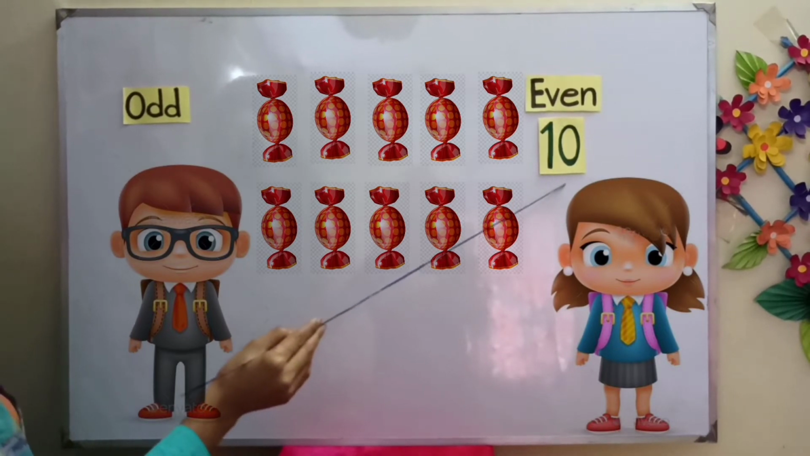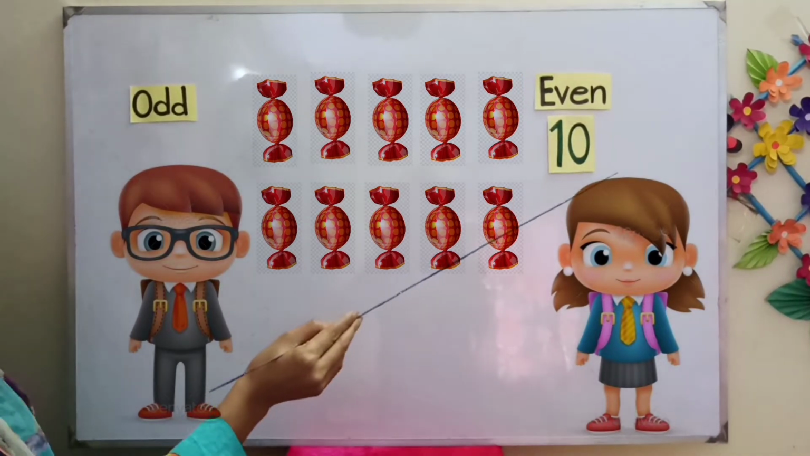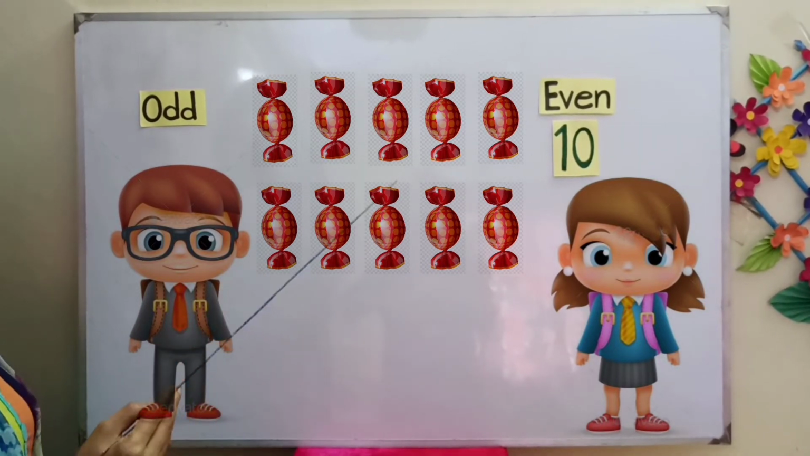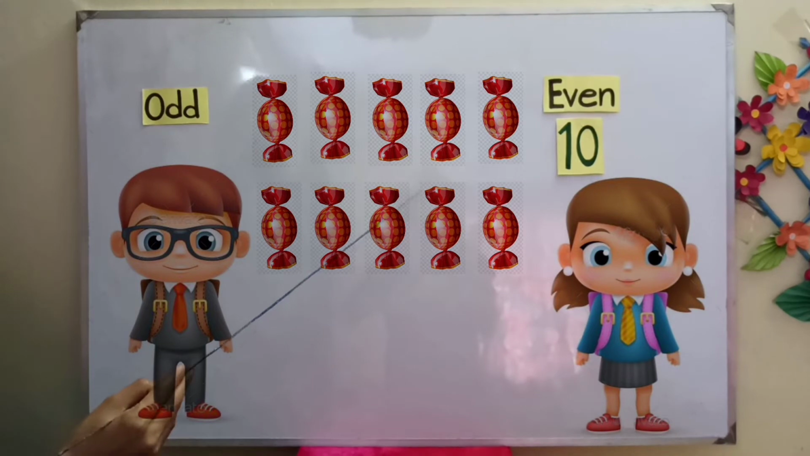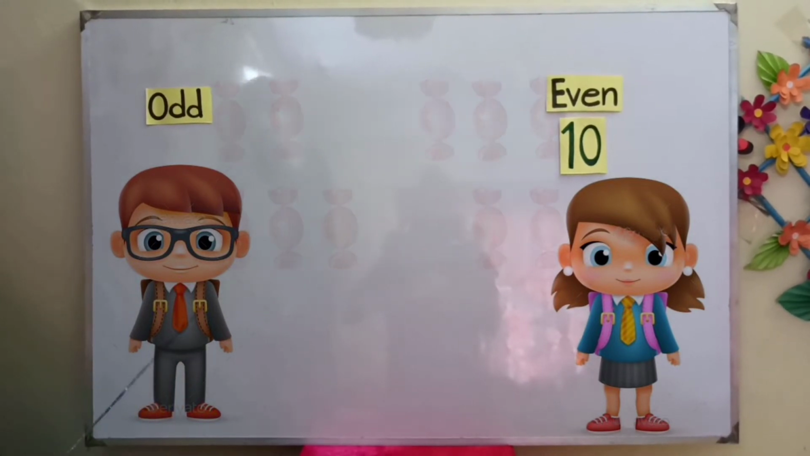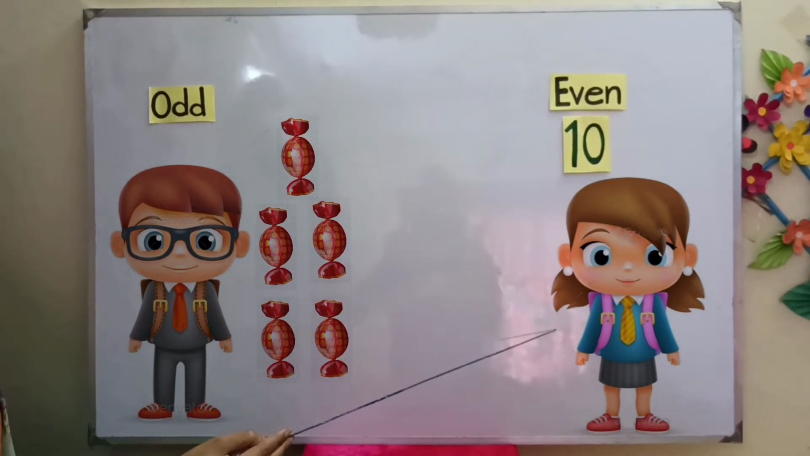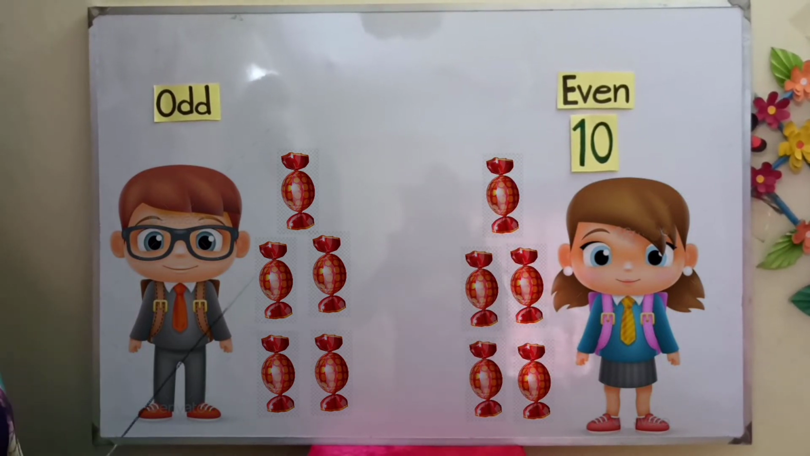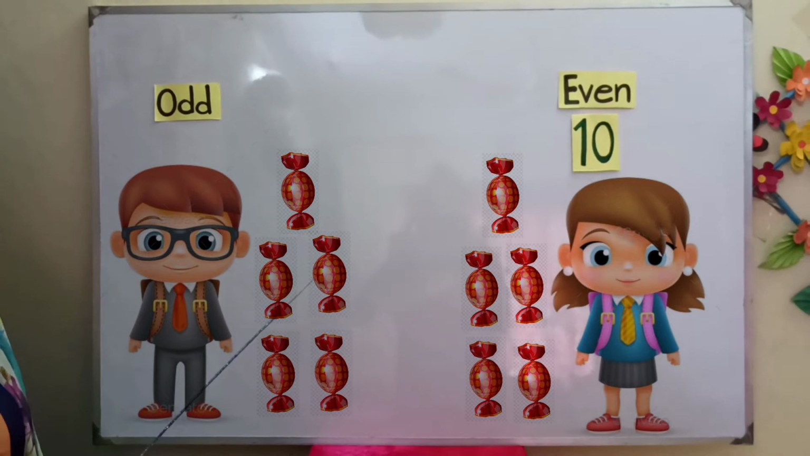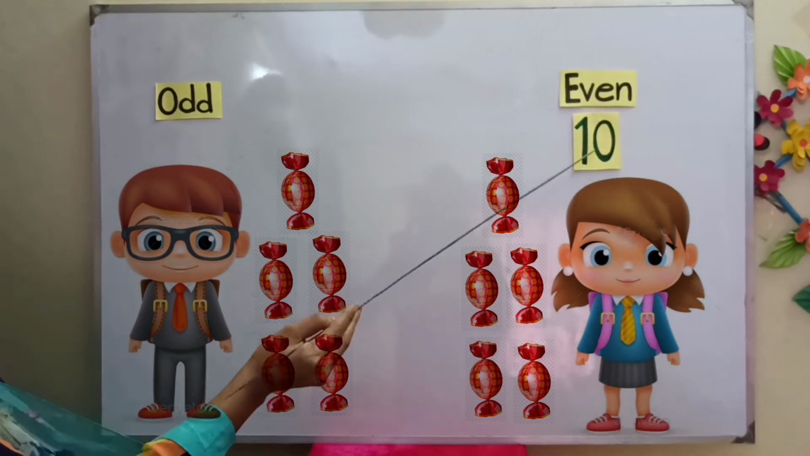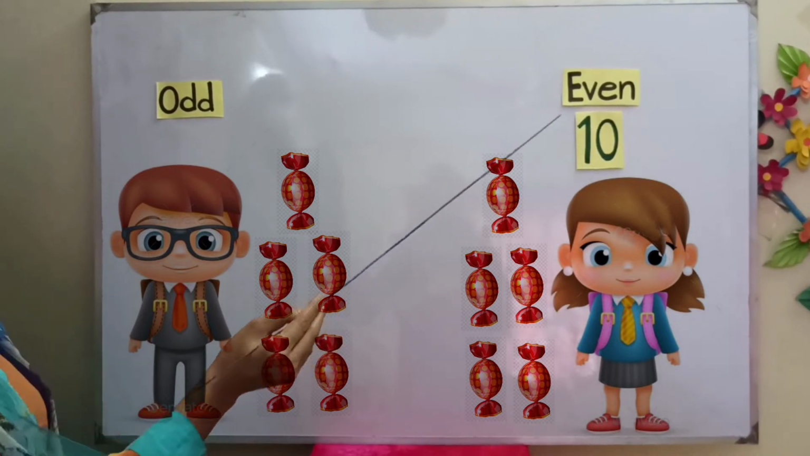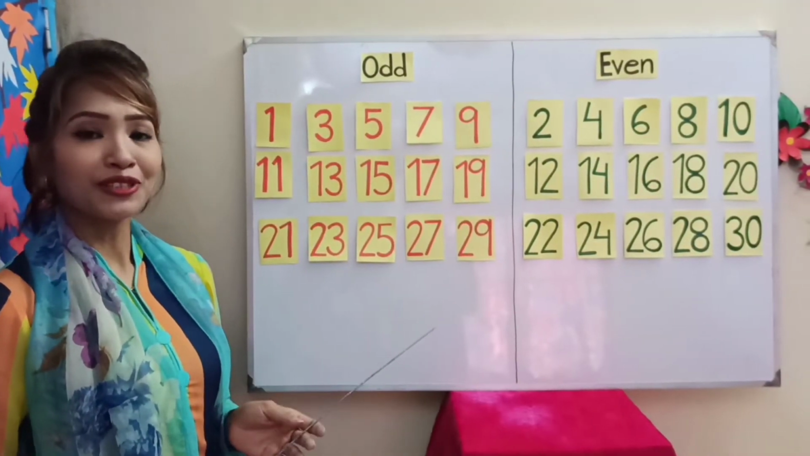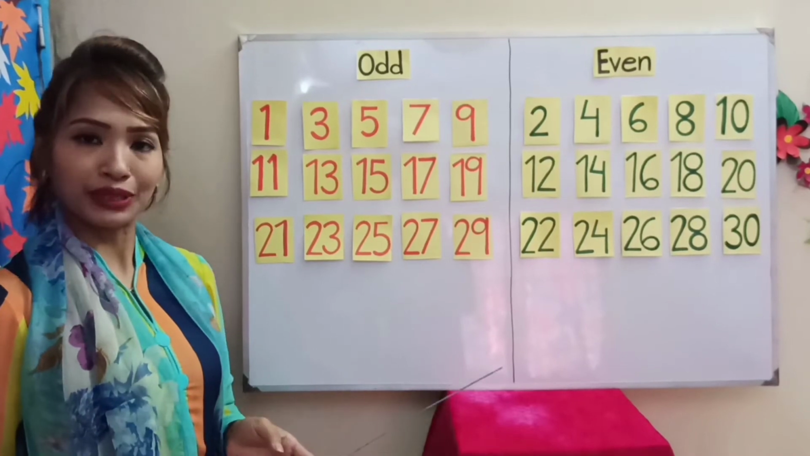1 0 makes what number? 10. 10 is an even number. So you can see 10 candies are here. Tony is getting 5 and Molly is getting 5. They are getting the candies equally. So none of them are sad. So 10 is an even number. I think now it's clear to you about odd and even numbers.